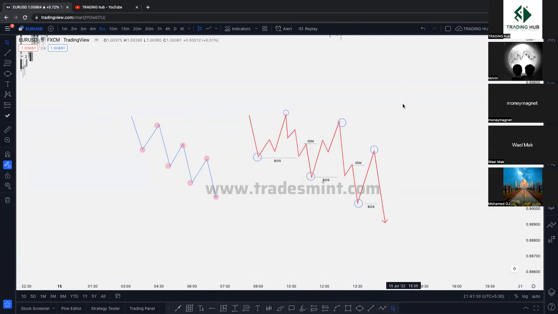So the normal structure is when the market breaks the external liquidity, and the advanced structure is when the market breaks the internal liquidity. Is that what you mean? Yeah. Okay. Thank you. Okay, welcome.